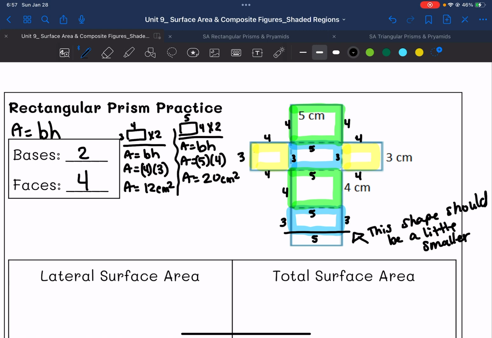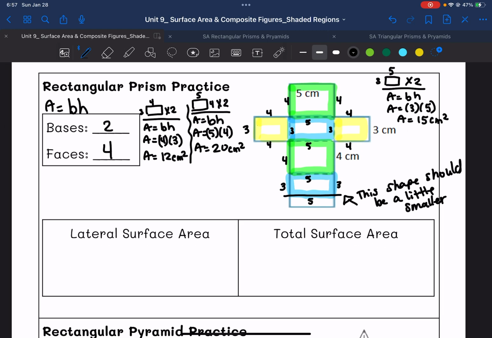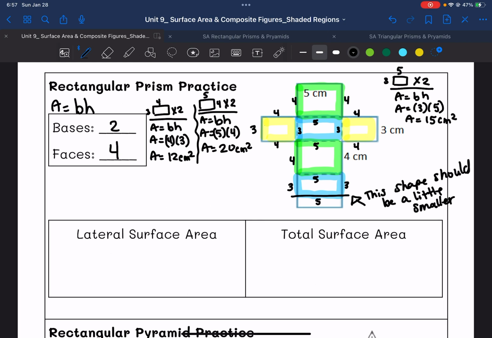Now let's do the last one, which is going to be the blue one. And this one is going to be a 3 by 5. There's 2 of those as well. Area is equal to base times height. Area is equal to 3 times 5, which is going to be 15 centimeters squared. Okay, so now, I'm going to show you the strategy here in a minute of how you can solve this when you're taking the test or when you don't have the actual picture.